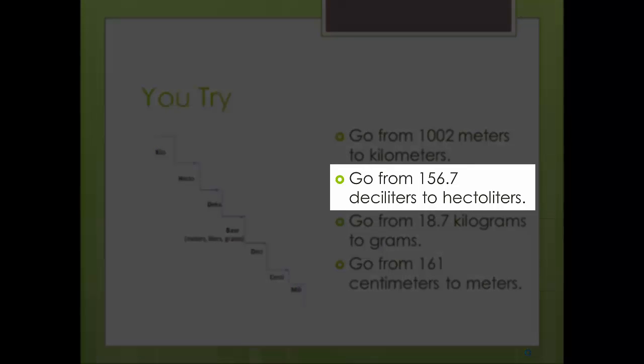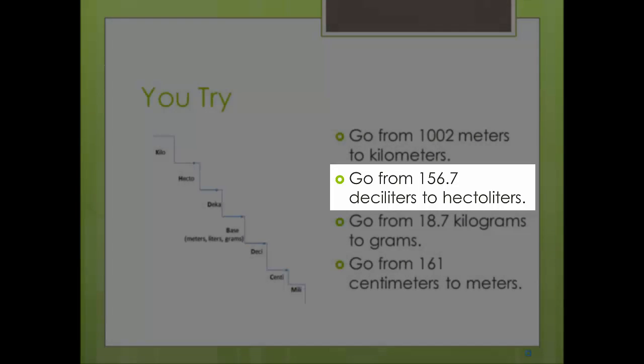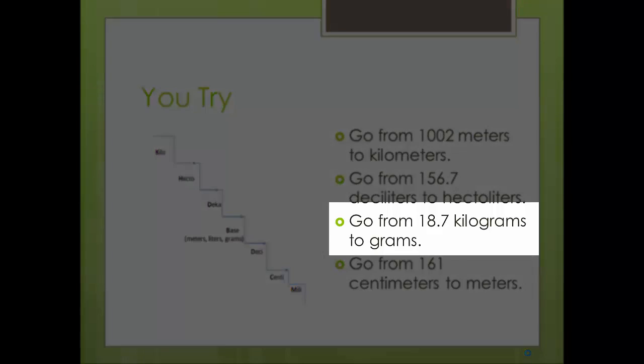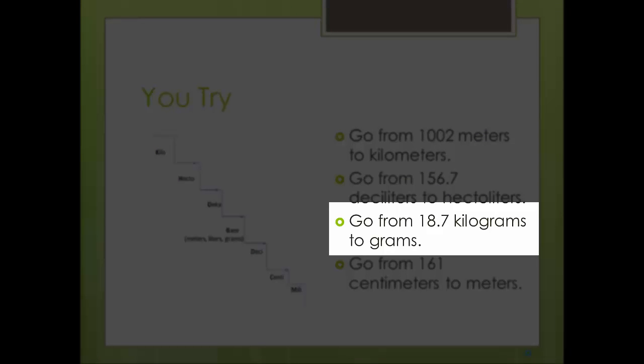For the second example, I asked you to go from deciliters to hectoliters. So I'm going to start on the deciliter step, and I'm going to have to go up 1, 2, 3 steps again to get to the hectoliter step. So that means I'm going to have to rotate my decimal 3 spots to the left. If I do that on 156 7/10, I rotate my decimal in 3 times. 1, 2, 3. I get 0.1567 hectoliters.